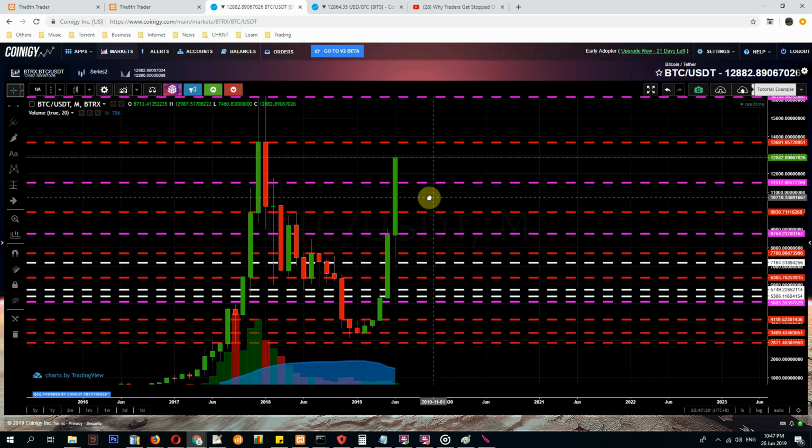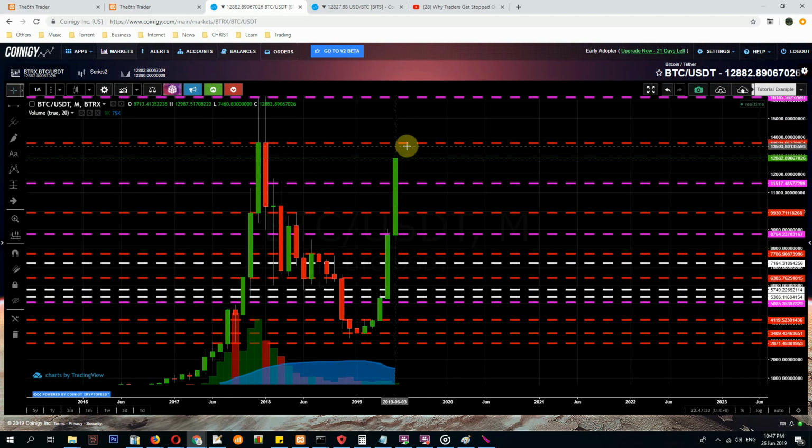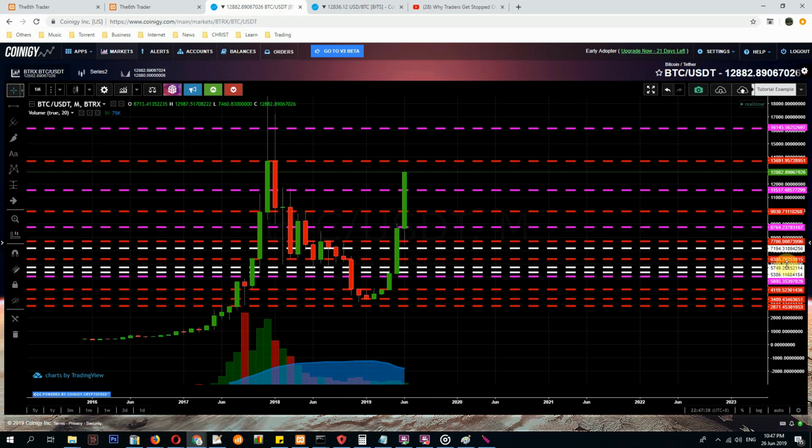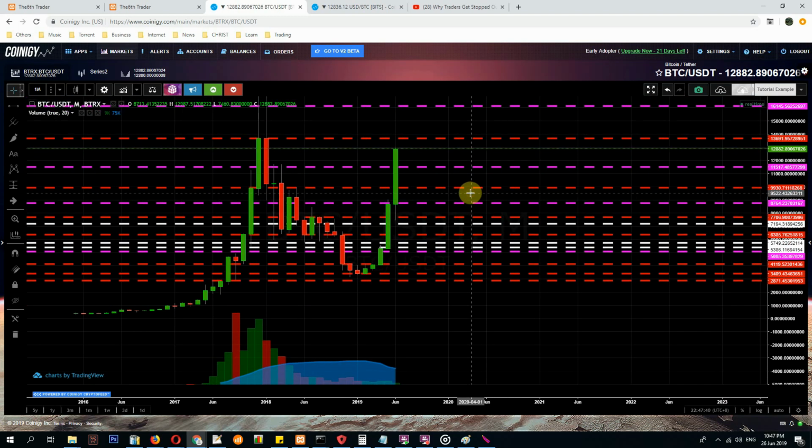So currently we have a resistance to check on, right? That is what we call horizontal support and resistance. Now remember, there are three types of support and resistance: horizontal support and resistance, moving average support and resistance, and trend line support and resistance. So it's the same concept.